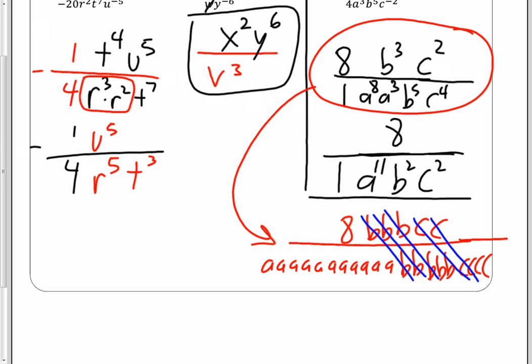So you could either spread everything out and cancel it this way, or you could do subtraction and get the same answer. Either way, we end up with this as our final answer. The more you do this, the easier this gets. There's lots of ways to get at the right answer. Last rule.